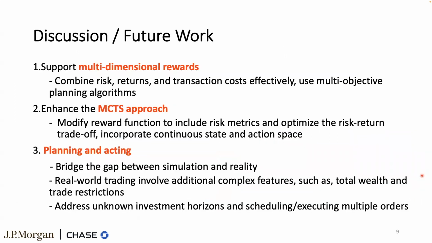So finally, we are concluding with a few points of discussion, if we have time. Can we support multidimensional rewards? Instead of combining risk, return, and the transaction cost into one linear term, can we use multi-objective planning algorithms? Second, can we improve the Monte Carlo tree search approach with the RDDL to modify the reward function to include risk metrics and also optimize the risk return trade-off within the MCTS approach? Finally, can we do an integration of planning and acting in this setup? That is, once the portfolio asset weights are decided, can we also simulate the trade execution to simulate the different uncertainties that are associated with the execution of the trade itself into the problem of asset allocation? Can we solve the two problems together?